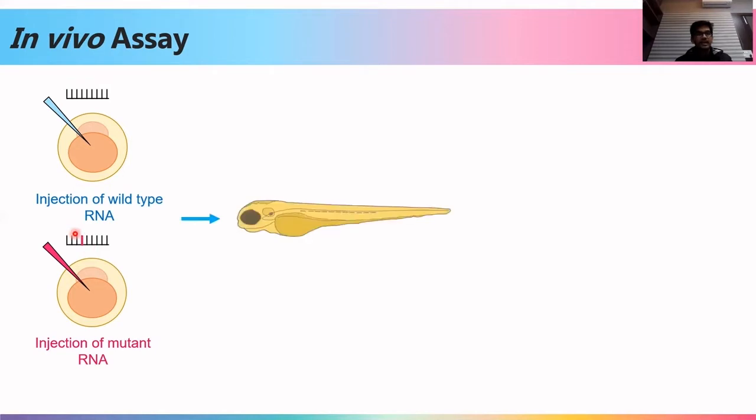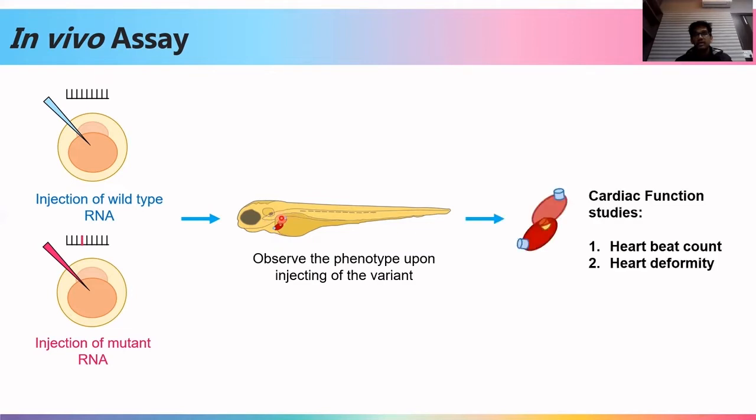After injection, I wanted to observe the phenotype upon injecting the variant, what the phenotype is on the heart. For that, we will perform the cardiac function studies, like the heartbeat count, and we will look at whether there are any deformities in the heart or not in comparison of the wild type to the mutant. If there are deformities and a difference in the heartbeat count between both of these, then we will know that it's because of this particular variant that all this malfunction has happened in the zebrafish.